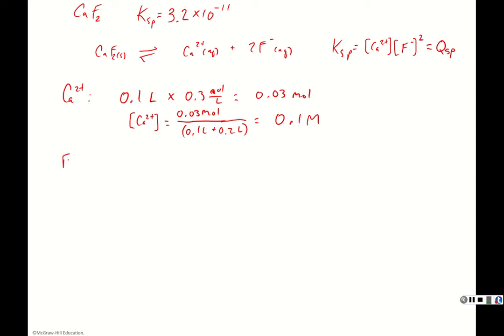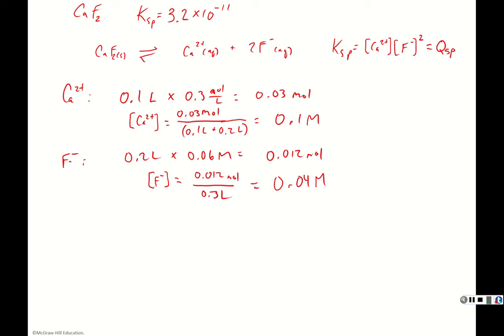Okay, we do the same thing for fluoride. Here we had 0.2 liters of 0.06 molar, which gives us 0.012 moles. So 0.012 moles divided by 0.3 liters, right? Same final volume, which is 0.04 molar.